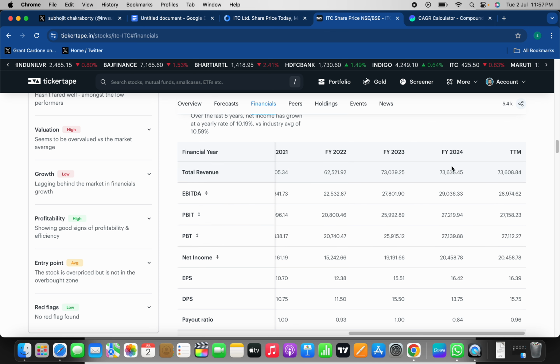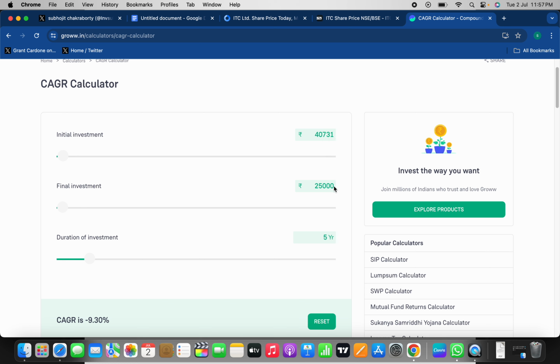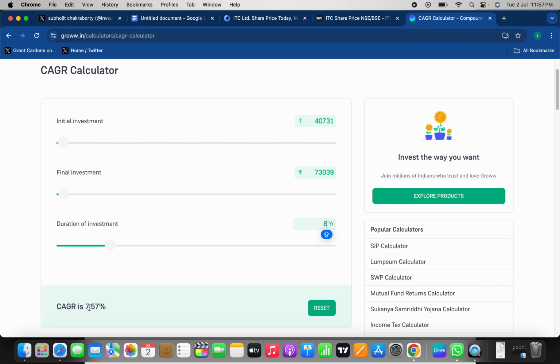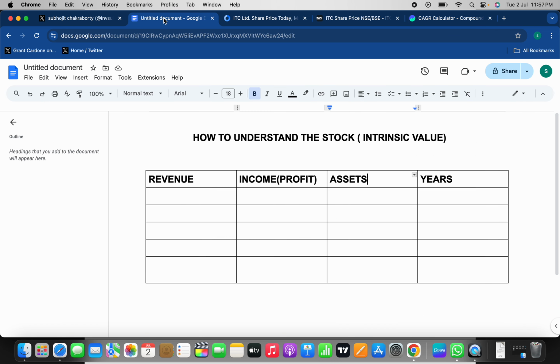If I consider 2023, what is the valuation in 2023? 73,000 crore, something like that. So write it down. The final valuation is 73,039 crores in a term period of 8 years. What is the compound annual growth rate? That means how much did sales grow? 7.57%. Correct?